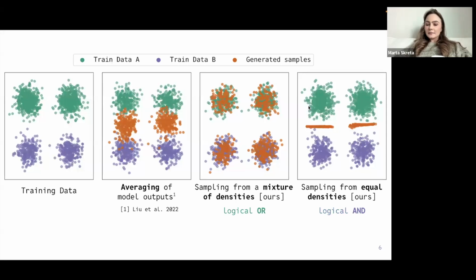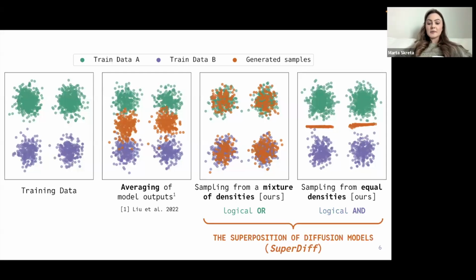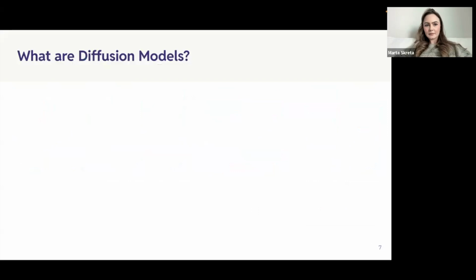So together, these methods we call the superposition of diffusion models, or SuperDiff for short. And now I'm going to tell you how we do each one and the benefits of each. And then I'm going to finish off with some experiments where we show how these work in practice. So before we go into how we implement these operators, let's go over a general overview of what diffusion models are so that we can also agree on notation that I'll be bringing up later.